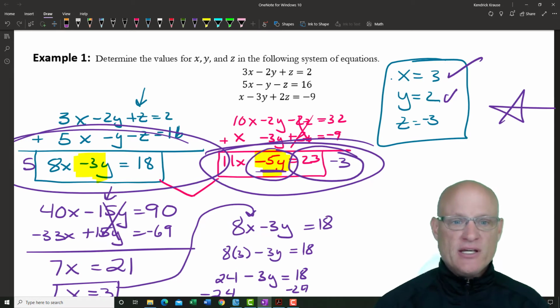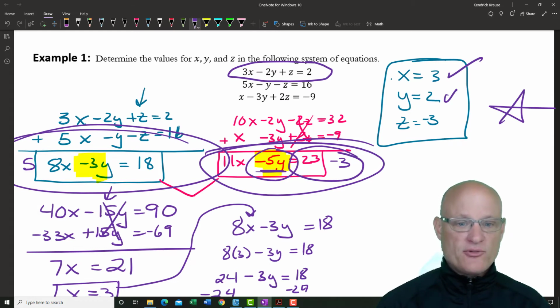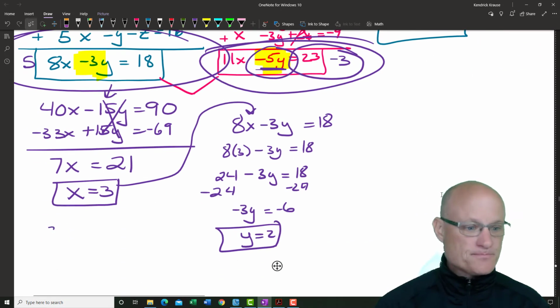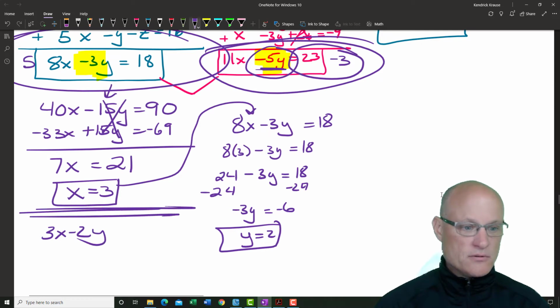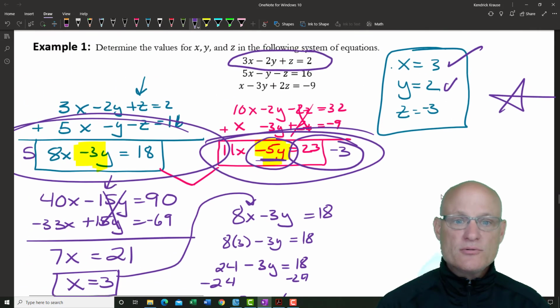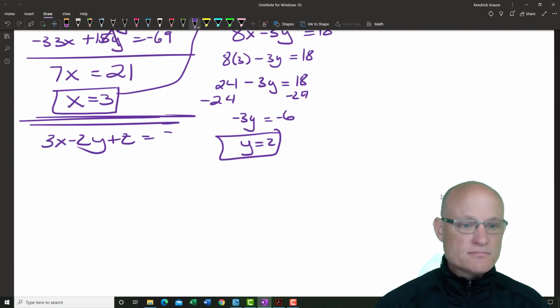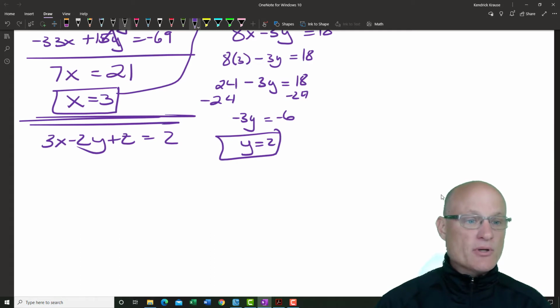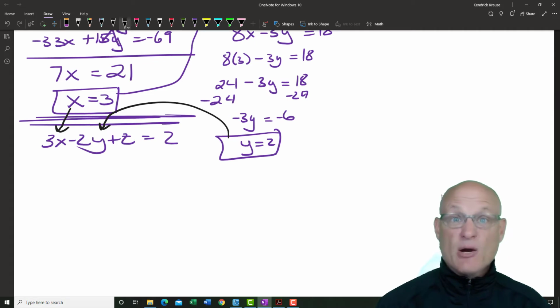equation to find z. And you see how this has a positive z in it? I'm just going to use this one because I think that's going to be the easiest to use. 3x minus 2y plus z equals 2. So now what I'm going to do is plug this in for x, this in for y, and figure out what z is.